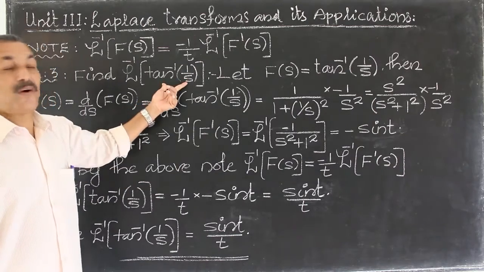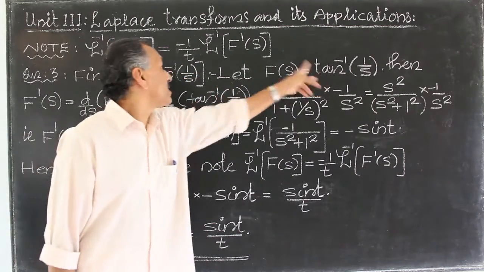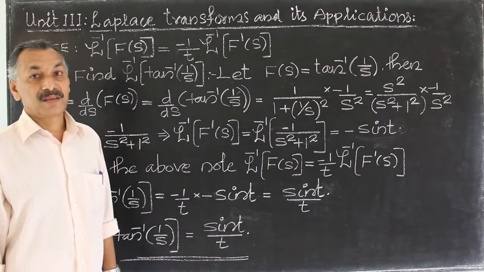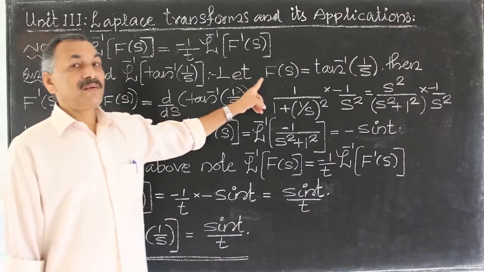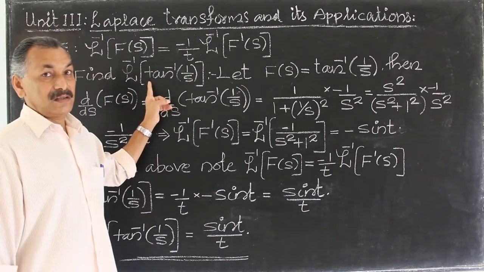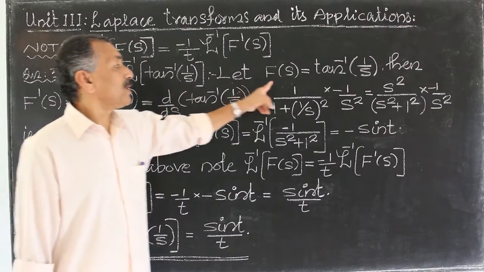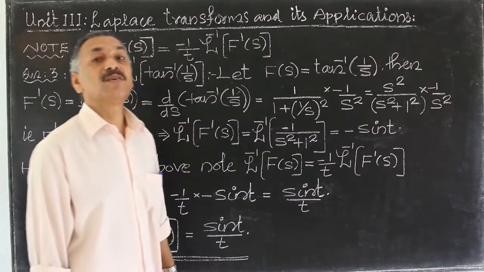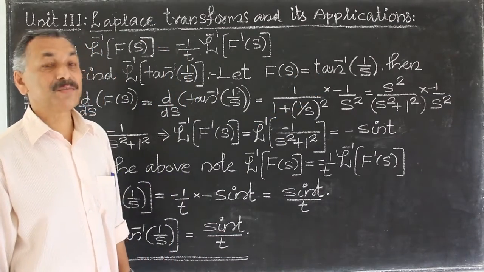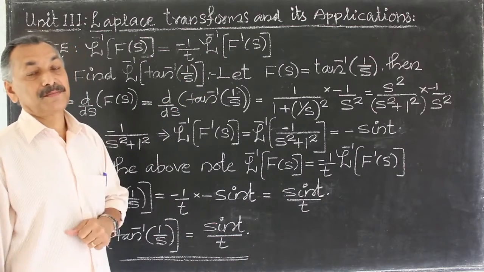Let f of s be equal to tan inverse 1 by s. We have to find the Laplace inverse of tan inverse of 1 by s, that is, Laplace inverse of f of s.